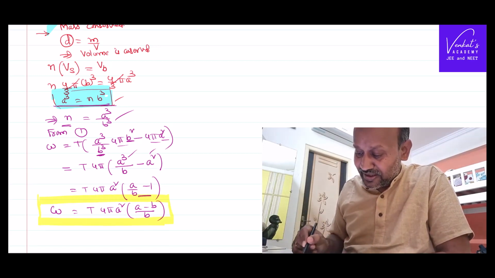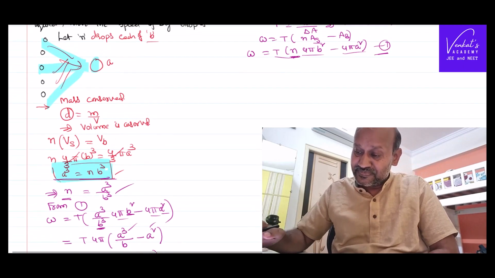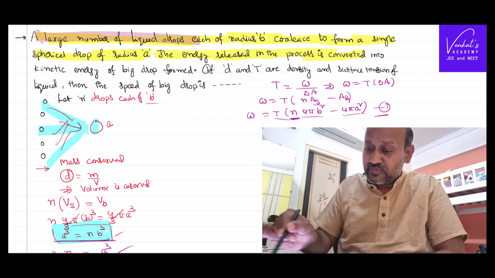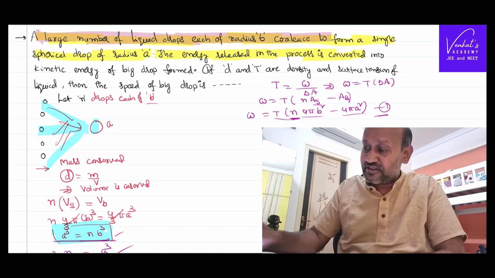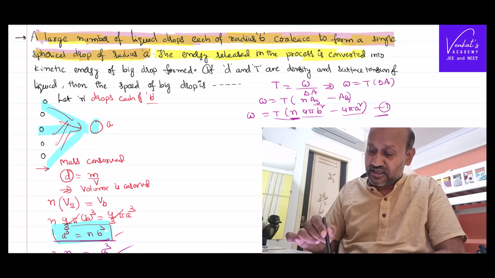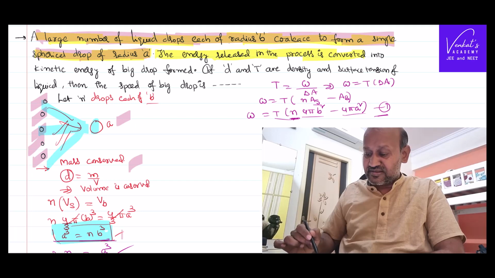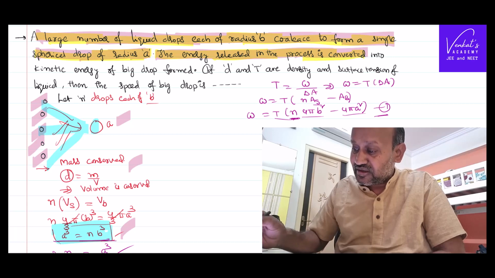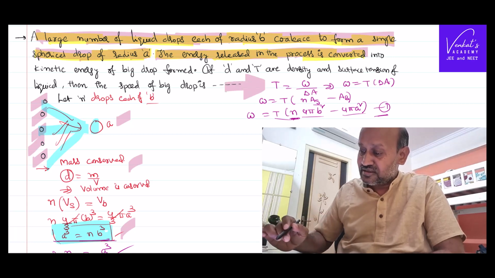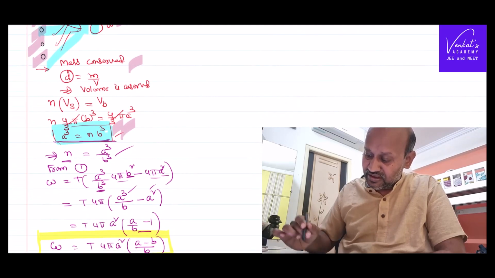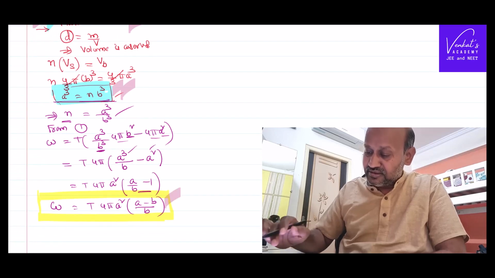Let me go back and read the problem for you once again. So what he said is, a large number of identical drops, each of radius b, are combined to form a big spherical drop of radius a. I have taken that into consideration. These are all the small drops. This is the big drop. As mass is conserved, I got a relation between them. Then the energy released in the process. So I have calculated how much energy is released in this. I have substituted this relation and I found this value.